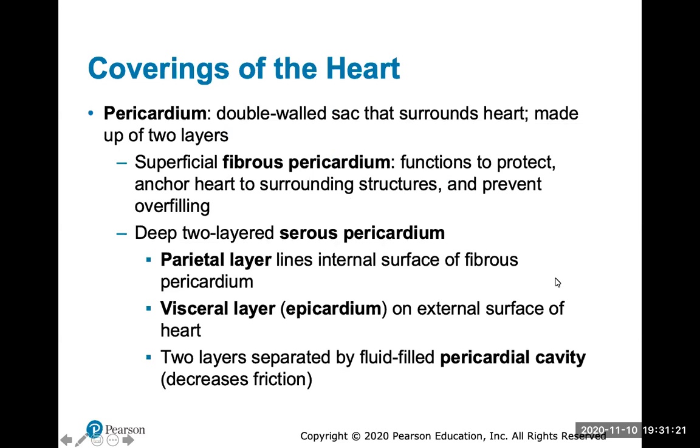The pericardium is a double-walled sac that surrounds the heart. It's made of two layers, the superficial fibrous pericardium and the deep two-layered serous pericardium, where the parietal layer will line the internal surface of the fibrous pericardium, and then the visceral pericardium, epicardium, is just the external surface of the heart. These two layers are separated by a fluid-filled space called the pericardial cavity. And this space just helps to decrease friction.